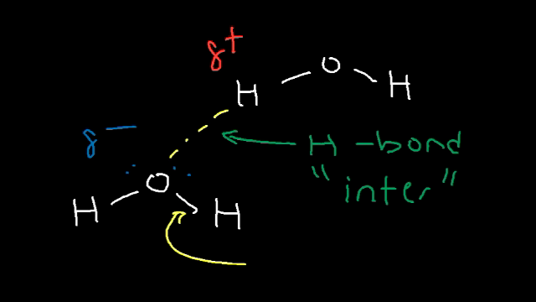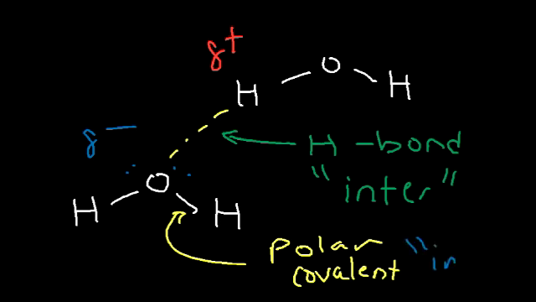Whereas the OH bond, this is a polar covalent bond. The reason why it's called a polar covalent bond is because the electrons are shared unequally in that bond. But this is an intramolecular bond, not an intermolecular bond. Intra means that it's inside or within a molecule, but the hydrogen bond exists between molecules.